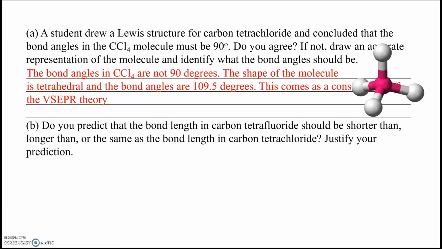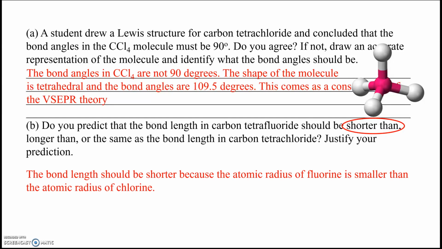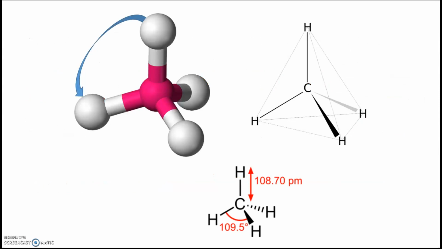The next question says, well, do you predict the bond length in carbon tetrafluoride should be shorter than, longer than, or the same as the bond length in carbon tetrachloride, and then justify your prediction? All right, I am saying that it will be shorter than the bond length in carbon tetrachloride, and the reason is the atomic radius of fluorine is smaller than the atomic radius of chlorine. Therefore, the bond length should be shorter.